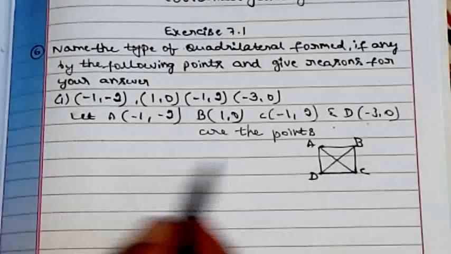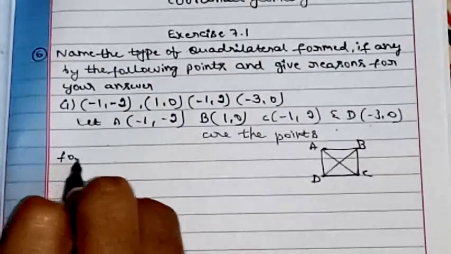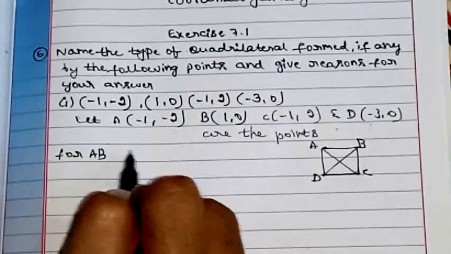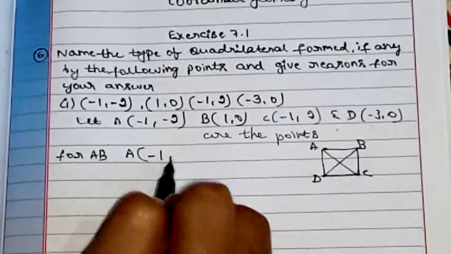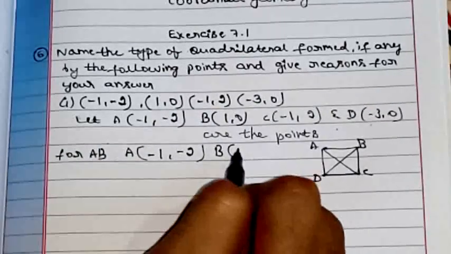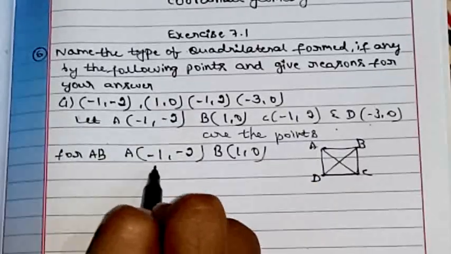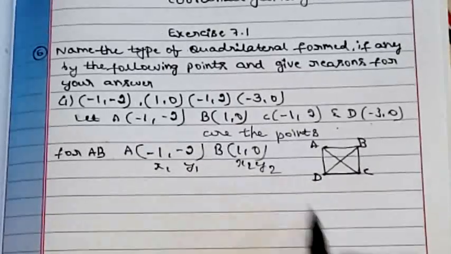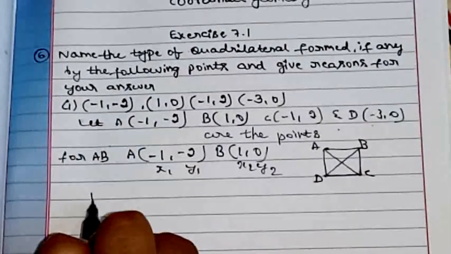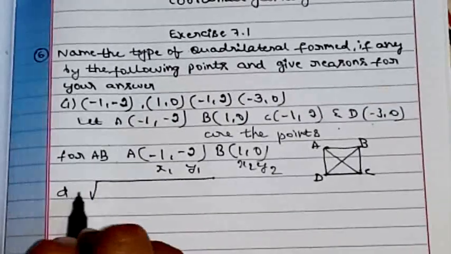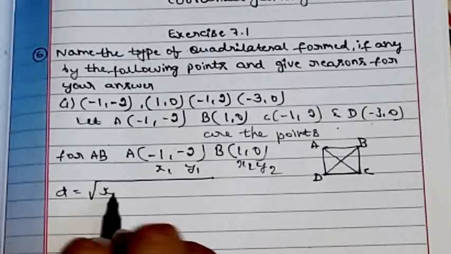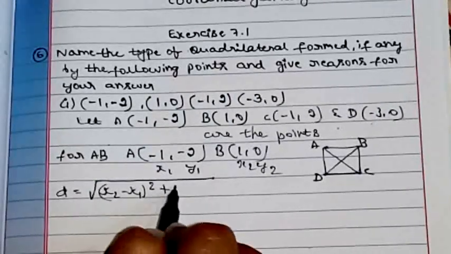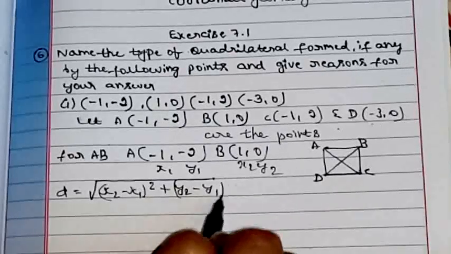Now find the distance between AB first. What are the coordinate points for AB? A of minus 1 comma minus 2 and B of 1 comma 0. As usual, write down x1, y1 and this one as x2, y2. Now apply the distance formula. So what is the distance formula? d is equal to square root of x2 minus x1 whole square plus y2 minus y1 whole square.